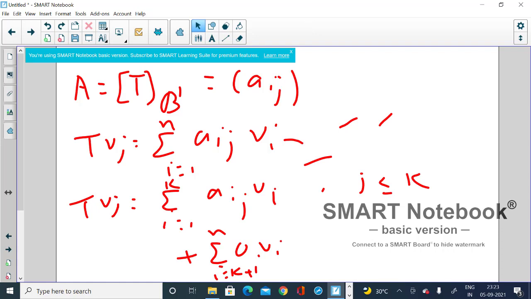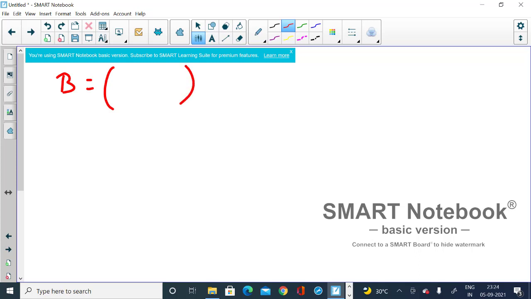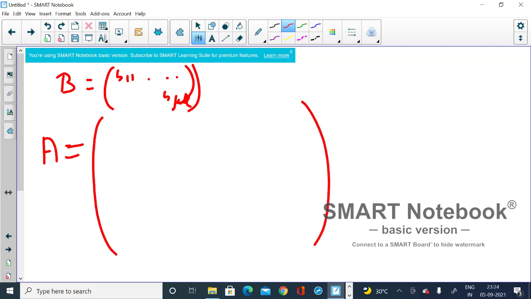That means if you write this in basis form, then the matrix B will be of the form of some k cross k matrix, with b11 and so on up to bkk. But inside matrix A, what happened? Inside matrix A, you will have a nice kind of block. So what is the block? In the first k places, you will have this matrix B sitting there, right?